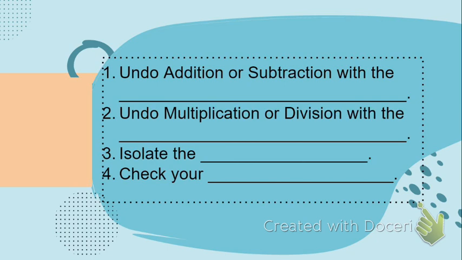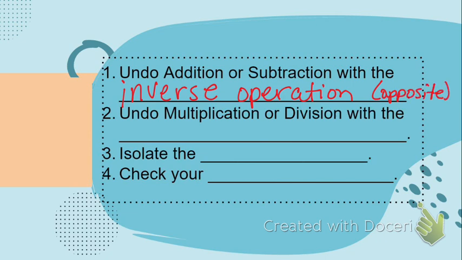So first step in solving your two-step equations is undo the addition or subtraction with the inverse operation. I'm going to change my ink here, okay? The inverse operation. Remember, inverse is a fancy mathematical word meaning opposite. Okay, and I'm going to put opposite over here for you. That may help us remember it. Okay, we get rid of the addition and subtraction first. We're going the opposite order of operations, okay?